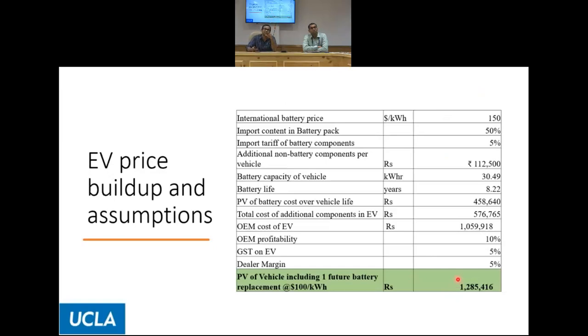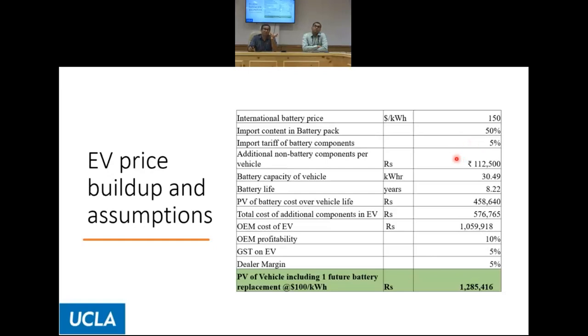I don't go by the market price of the car, but it comes out close actually. So I start with an international battery price of $150 a kilowatt hour. It's possible our domestic manufacturers face a higher price, so we'll look at that. The import content of the battery pack is 50%, just based on what I showed you, because it's cells that we import. There is a 5% tariff on battery components.